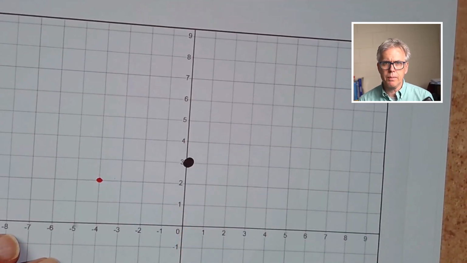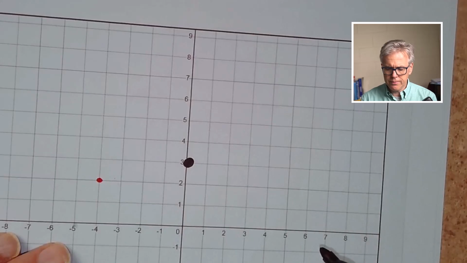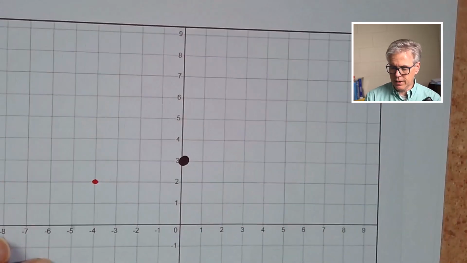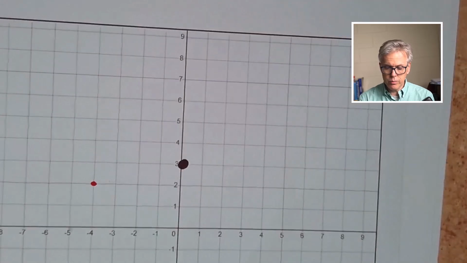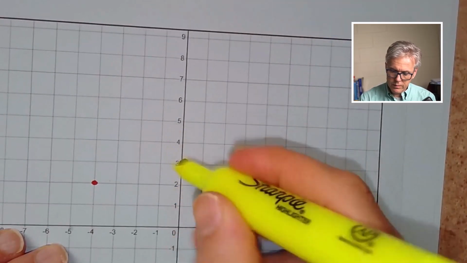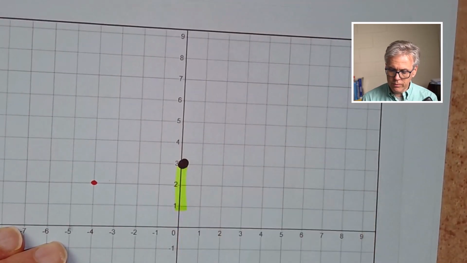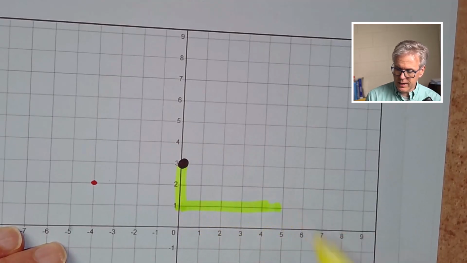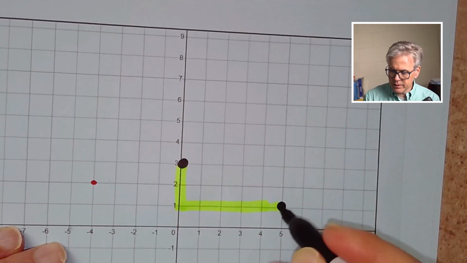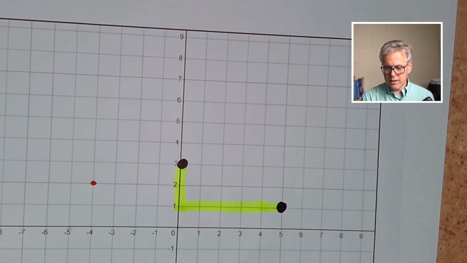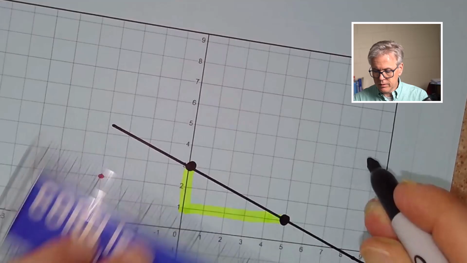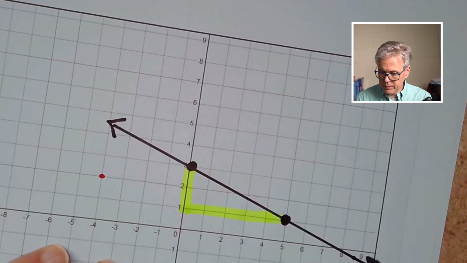And then it says the slope is -2/5. So a slope of -2/5 means I'm going to go down. I'll use a highlighter here. I'm going to go down 2. So down 2 over 5. When I say over, I always go to the right. Over 5. And there's where my second point's going to be. And then use a straight edge as best you can, and draw your line all the way through the points.